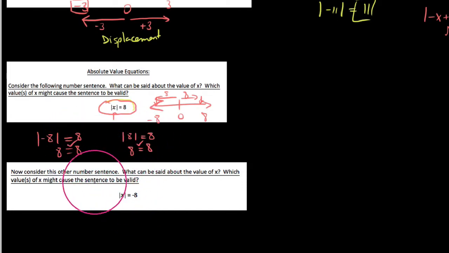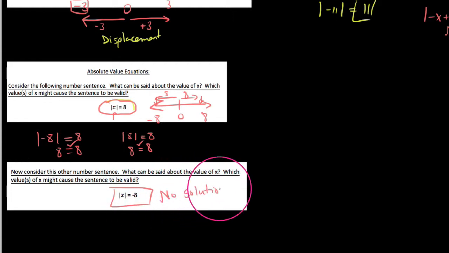So here's the deal. On this very next sentence, you're going to notice it's a little bit different. We say, all right, what are the values of x that would cause this to be true? And again, we're saying, well, what numbers are negative 8 steps away from 0? And in this case, we'd say that there are no solutions.